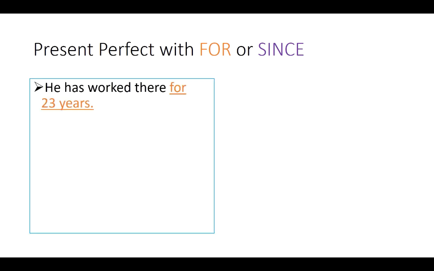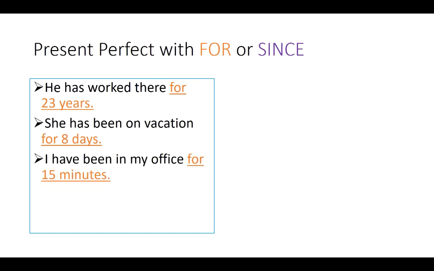If we use for or since, we should use present perfect. This is for an action that hasn't finished yet. It started in the past and is still continuing now. For example, he has worked there for 23 years. She has been on vacation for 8 days. I have been in my office for 15 minutes.